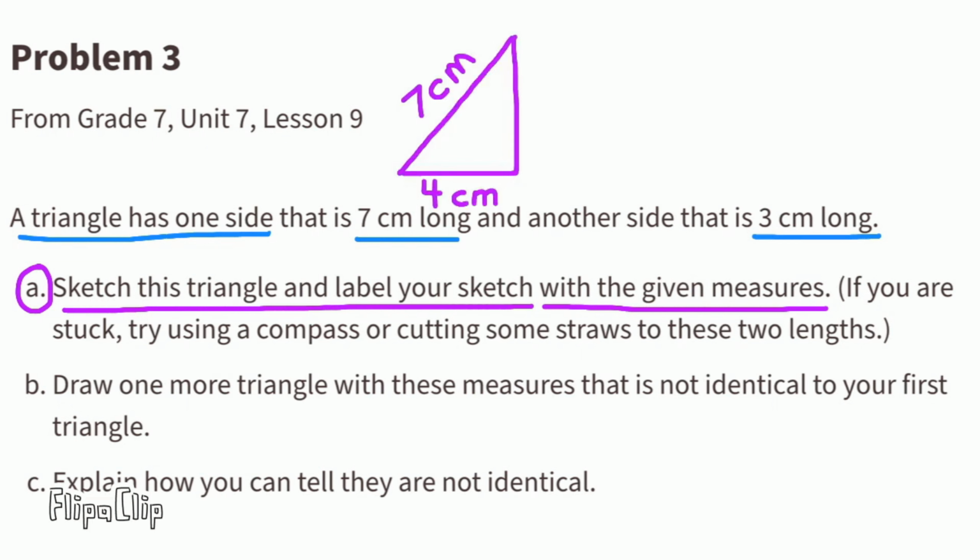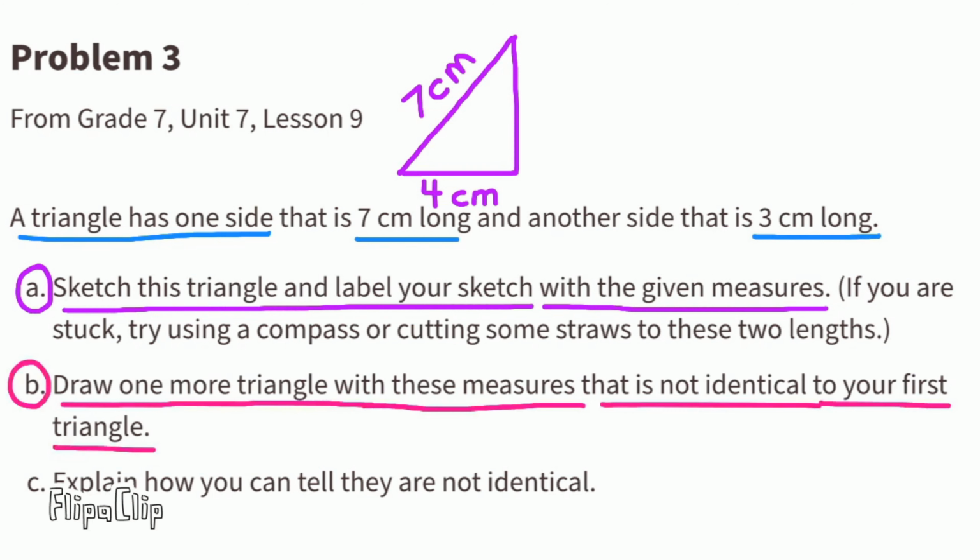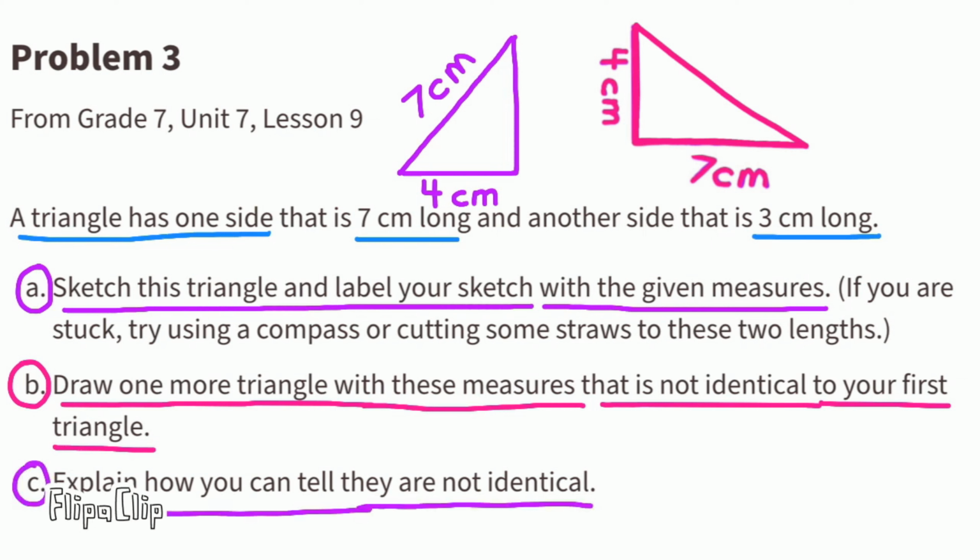Here's one example of what this triangle could look like. B. Draw one more triangle with these measures that is not identical to your first triangle. Here's another look at a triangle that you could draw using these same measures. C. Explain how you can tell they are not identical.